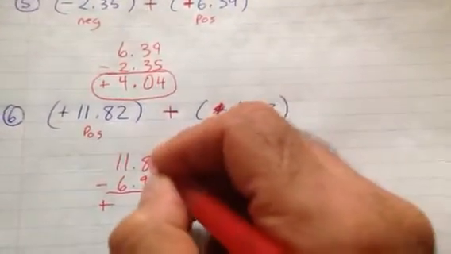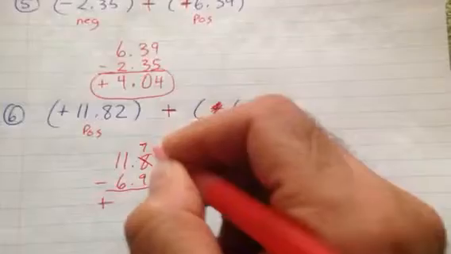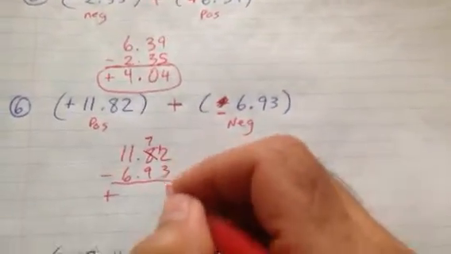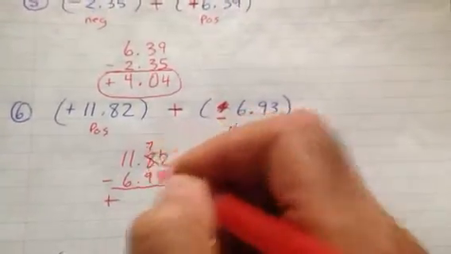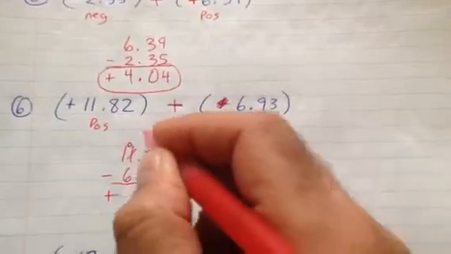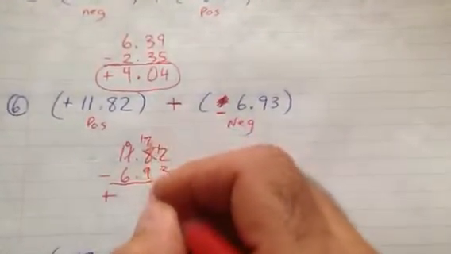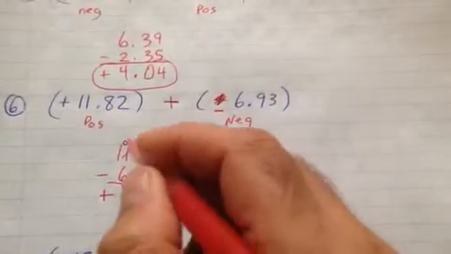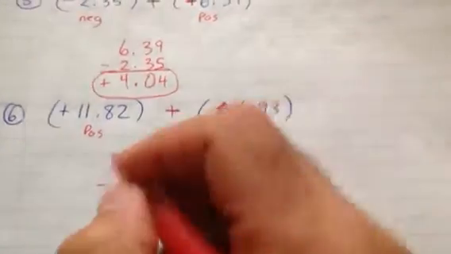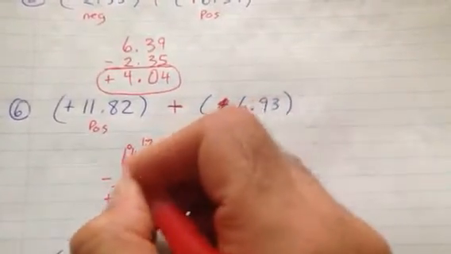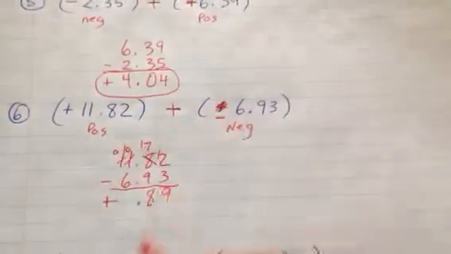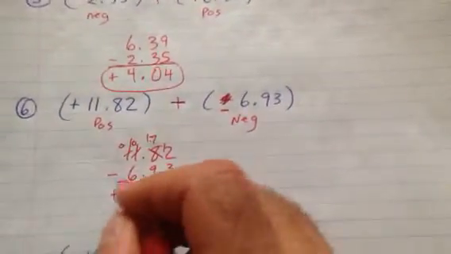2 take away 3, can't do. Borrow from the 8, make it a 7, make that a 12. Take away 3 is 9. 7 take away 9, can't do it. Got to borrow, make that a 0, make that 17. Take away 9 is 8. Line up your decimal. 0 take away 6, you can't do it. So that becomes a 0, 1. So it's 10 take away 6 is 4. 4.89 positive.